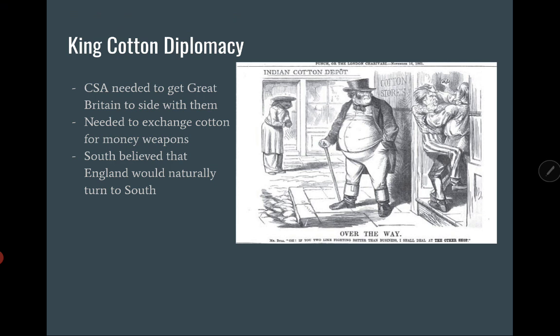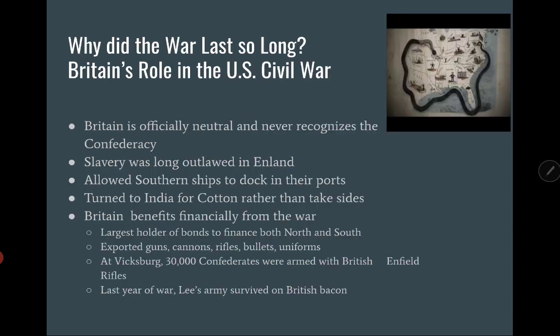The South did not have a whole lot, but what they had was cotton, and what they were basically counting on was this King Cotton diplomacy. In order for the CSA to win, they needed to get Great Britain to side with them, and they thought that Great Britain would side with them because they needed their cotton. What they don't realize is that England is just going to turn to India for their cotton because they do not want to get involved in this squabble.